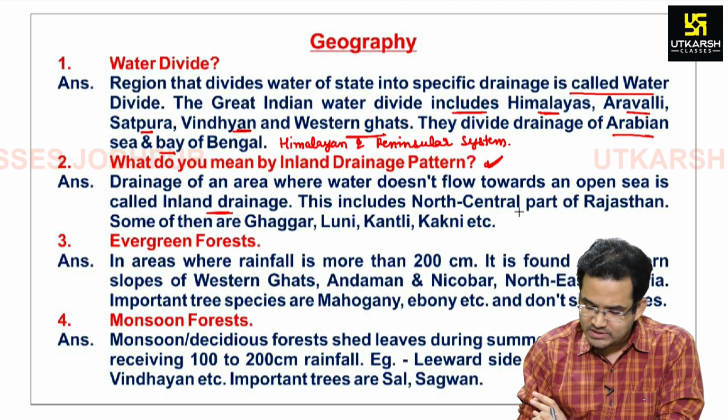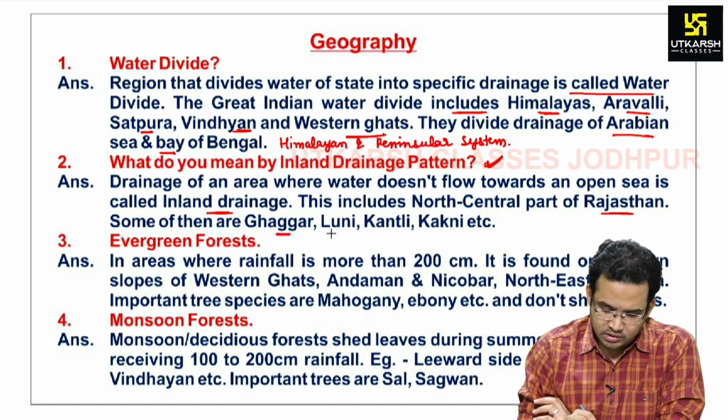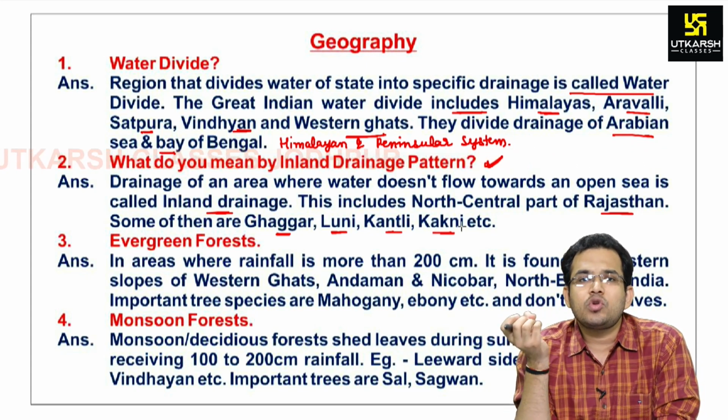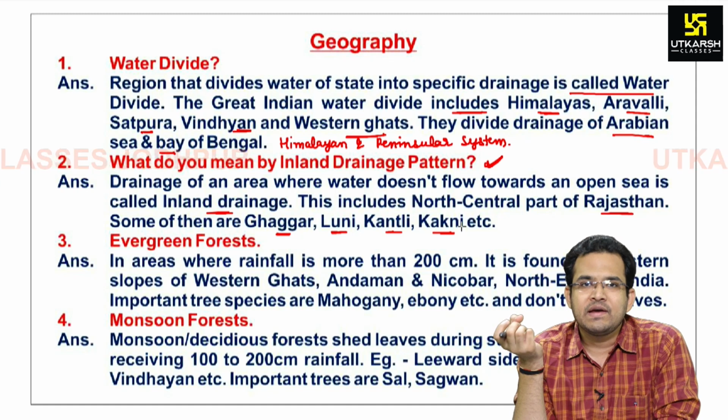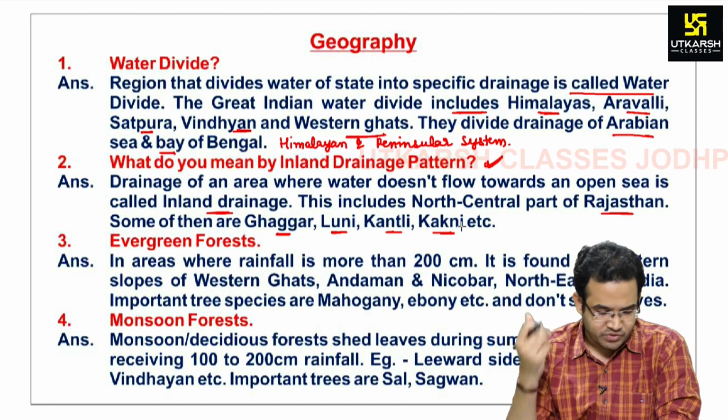This includes north central part of Rajasthan. Some of them are Ghaggar, Luni, Kantli, Kakani, etc. These are the rivers that do not merge with any open sea. That's why we say that they are part of inland drainage.